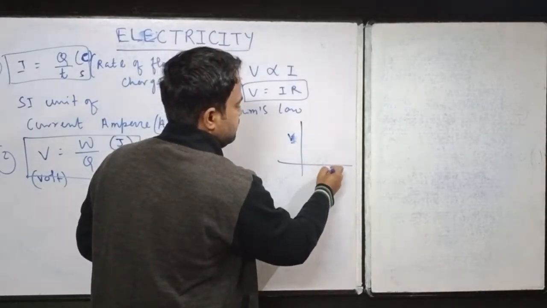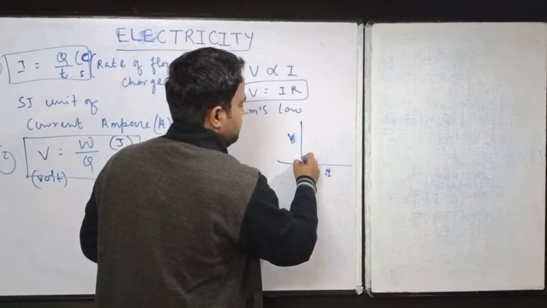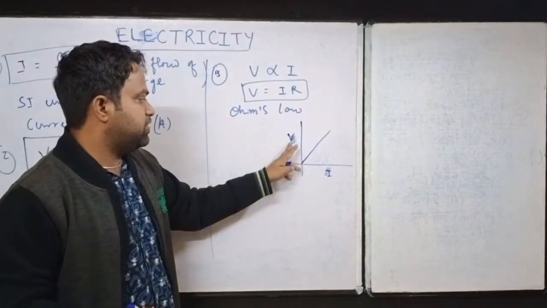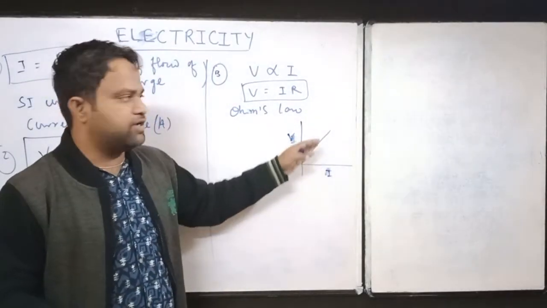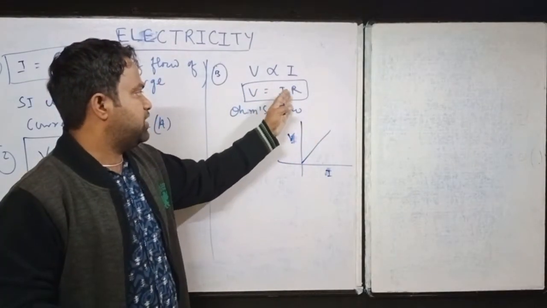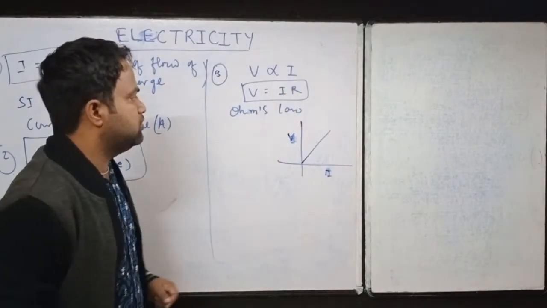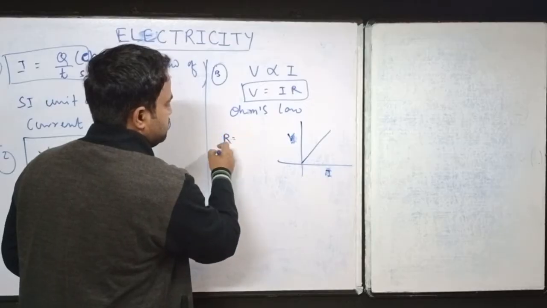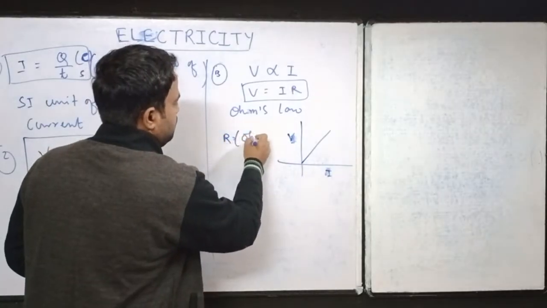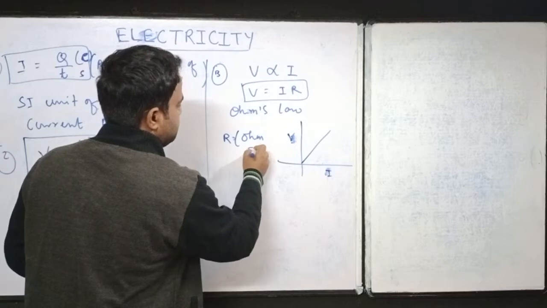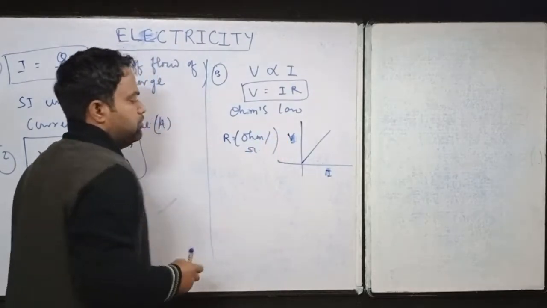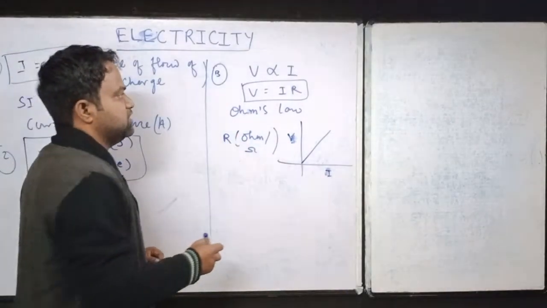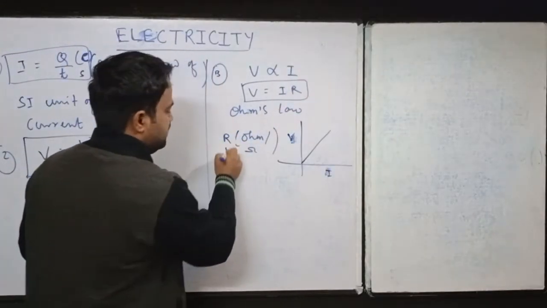You can draw a graph like this. It will be directly proportional, which means the graph will be a straight line. As voltage increases, the current also increases accordingly, and R is the proportionality constant, the resistance. The SI unit of R is ohm, or this symbol is also used for the unit of resistance R. This is your resistance.